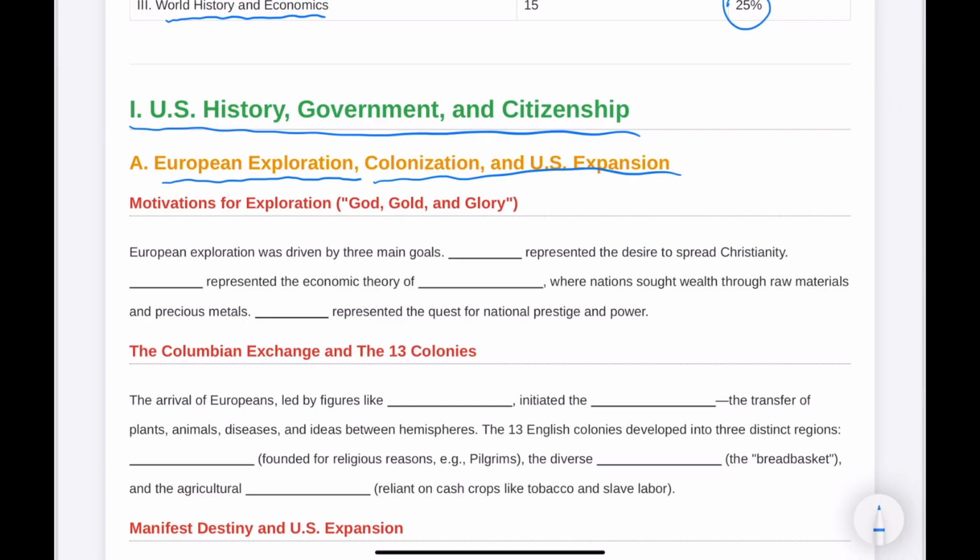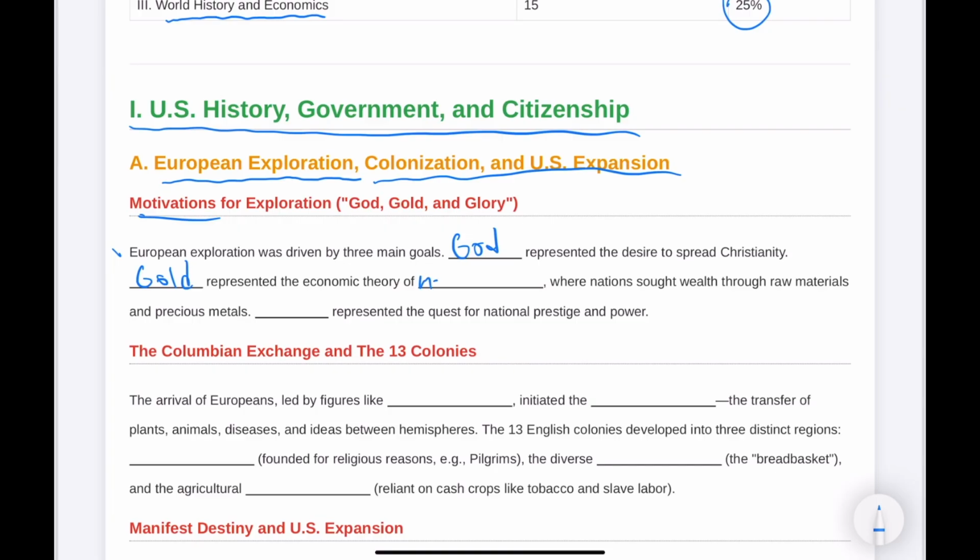So we're going to start off with the motivations. Now, I'm going to read this. We're going to complete the blanks together. And by doing so, you're going to be 100% prepared for your social studies subtest. European exploration was driven by three main goals. First and foremost was God, which represented the desire to spread Christianity. Second was gold, which represented an economic theory, in particular called mercantilism.